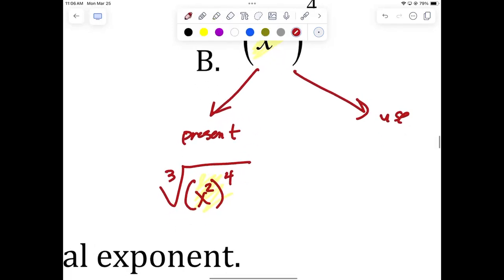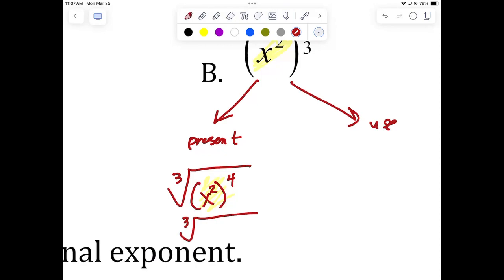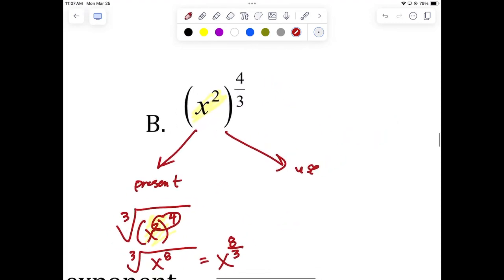Now, does that simplify? What do we know about the thing under the radical? When we raise a power to a power, what do we do? We multiply, right? So what does 2 times 4 become? 8. So that really becomes what? Let's put it back in fractional exponent now. That's really x to the what power? 8 divided by 3rd power. Hey, wait a second. That's x.